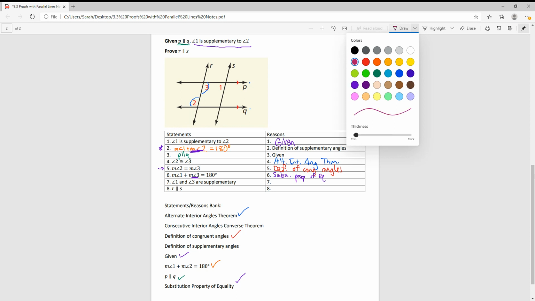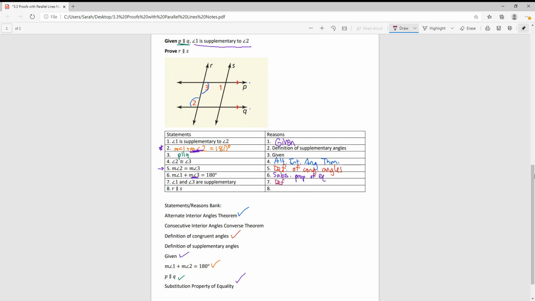Alrighty. And then kind of working backwards from what we did before. So we know measure of angle 1 and measure of angle 3 equal 180. Angles that equal 180 or add up to 180 degrees are supplementary. So once again, we've used that definition of supplementary angles, just in the reverse order that we did towards the beginning.